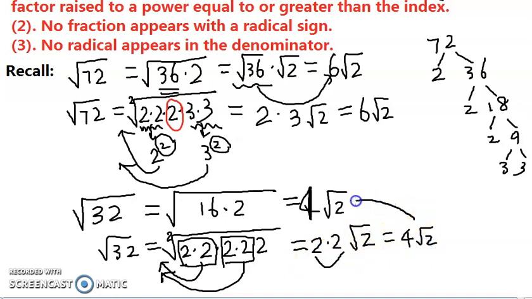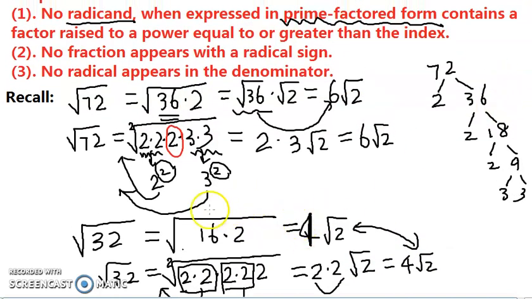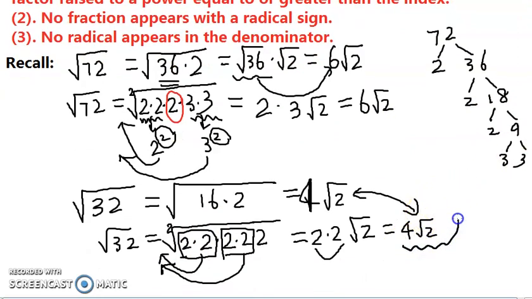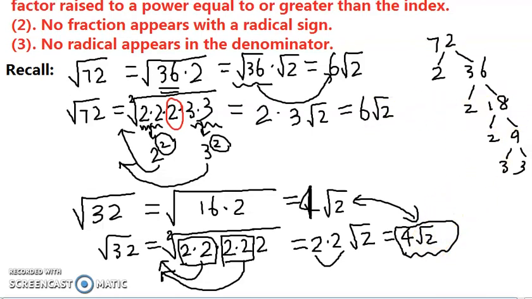Again, we can see we get the same answer. So that's what this first rule is talking about. If the index is 2, you cannot have 2 copies or more than 2 copies of any number. If there are any, you have to take them out. So this is called the simplest form of the radical. As you can see, under the radical sign, there's only a single 2. There are no more 2 copies of anything. So that's the first rule.